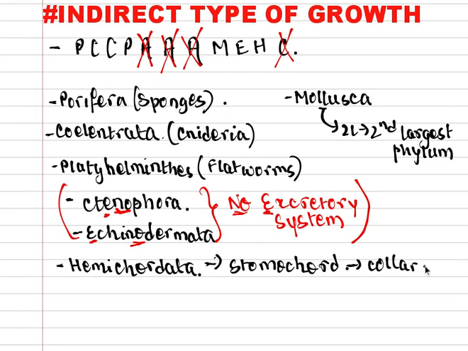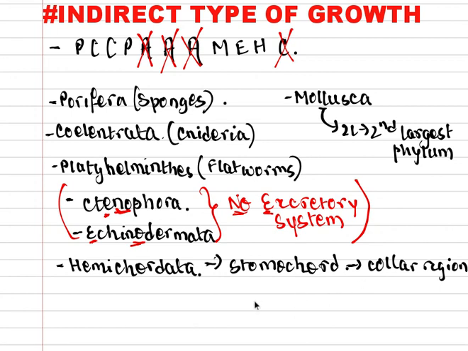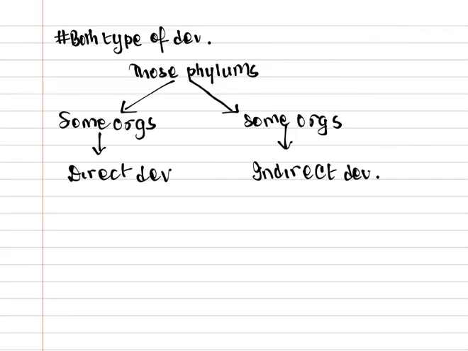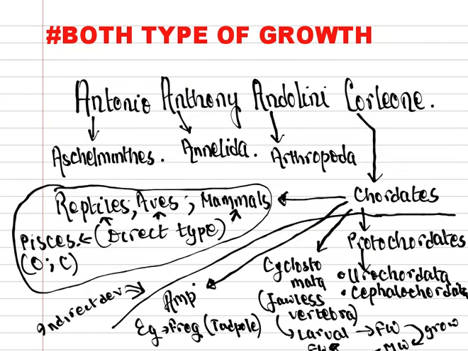So this was all about the trick, and using these tricks you can easily remember the names of phylums which show indirect, direct or both types of growth. Let's revise them one more time. Let me change the ink color and then we will do it. AN here for Aschelminthes or roundworm, A for Annelida, A for Arthropoda, jointed appendages: arthro means joint and poda means appendages.